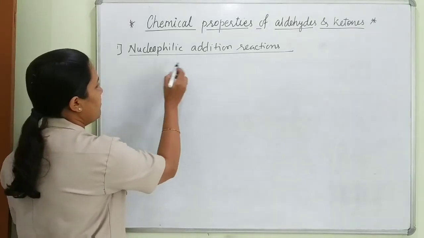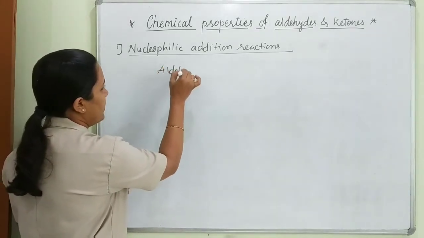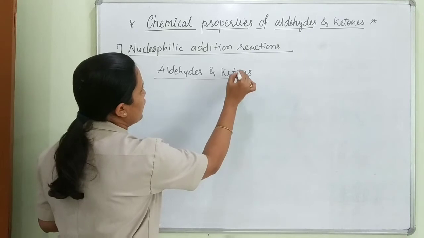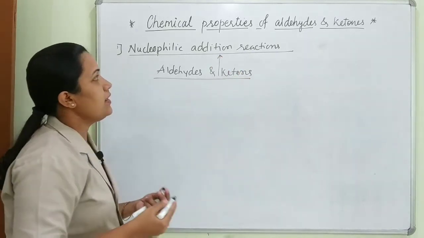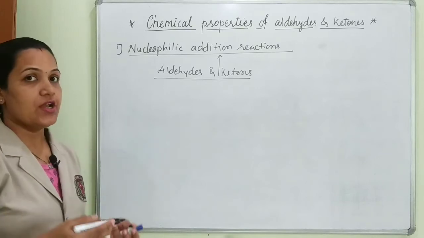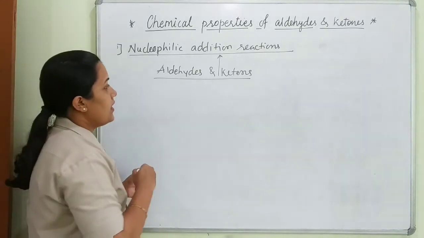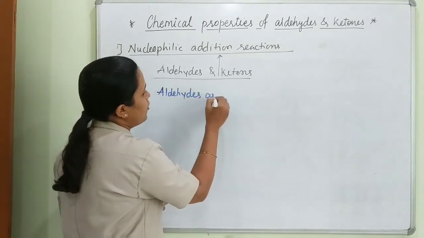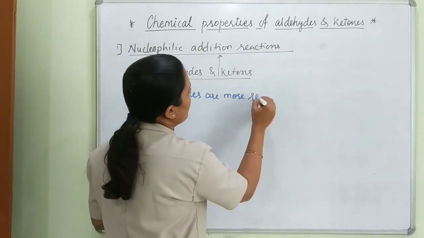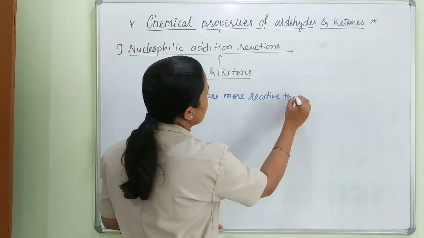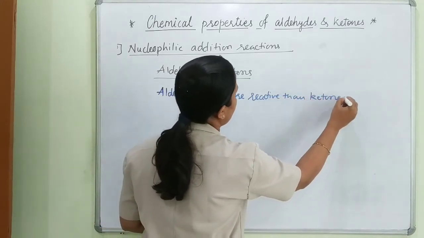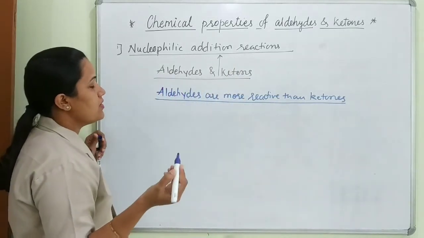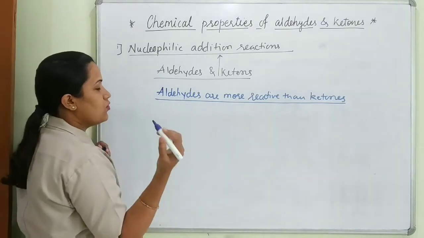Let's see, as we have aldehydes and ketones, which of them can easily undergo nucleophilic addition reactions. Let me tell you that aldehydes are more reactive than ketones. Aldehydes are more reactive than ketones. So what are the reasons for that? Why are we saying this?